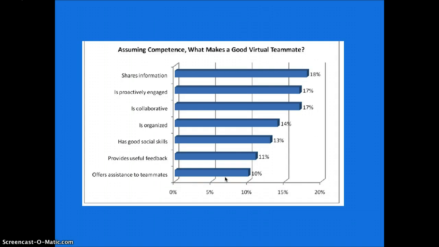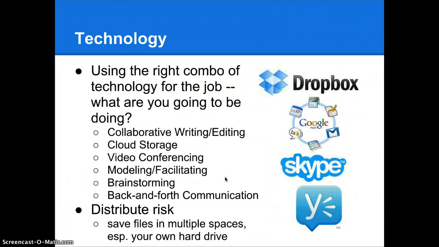Another aspect of teamwork is technology. So, using the right combination of technology for the job. A key question you should ask throughout is, what are you going to be doing? If it's collaborative writing and editing, I'm going to say that Google Docs is probably the best bet for your technology. If you're doing more of a divide and conquer approach, maybe just cloud storage is fine for you. Having a Dropbox folder or a Google Drive where you can all upload your individual documents, maybe that works out.